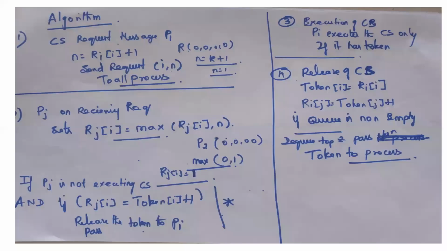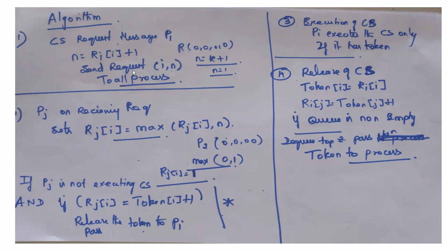Here, the first step: the critical section request message comes from site P1. Now it increments Ri[i] by 1. Ri in the sense R1, for example, and 0 is the ith element. So n is equal to the ith element plus 1. So 0 plus 1, n becomes 1.